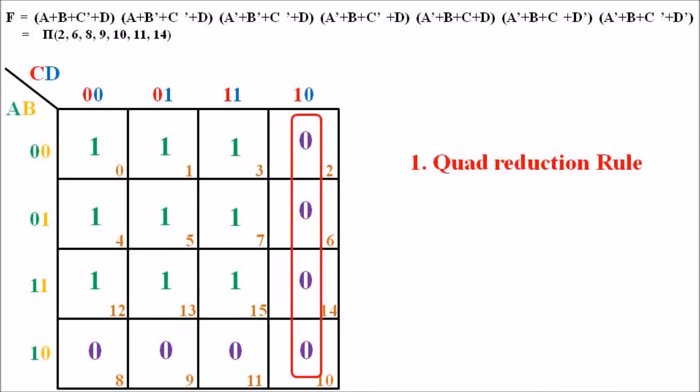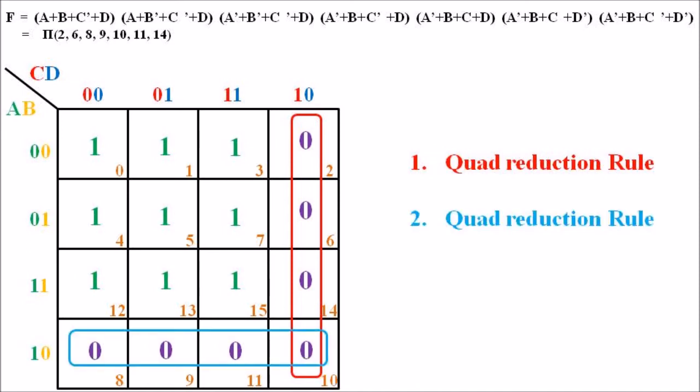We are applying the quad reduction rule for the cells 2, 6, 14 and 10, which lie in the 4th column and cover all the rows. Secondly, we can see an overlapping second quad, represented in blue color, with the cells 8, 9, 10 and 11, and it lies in the 4th row and in all the columns.